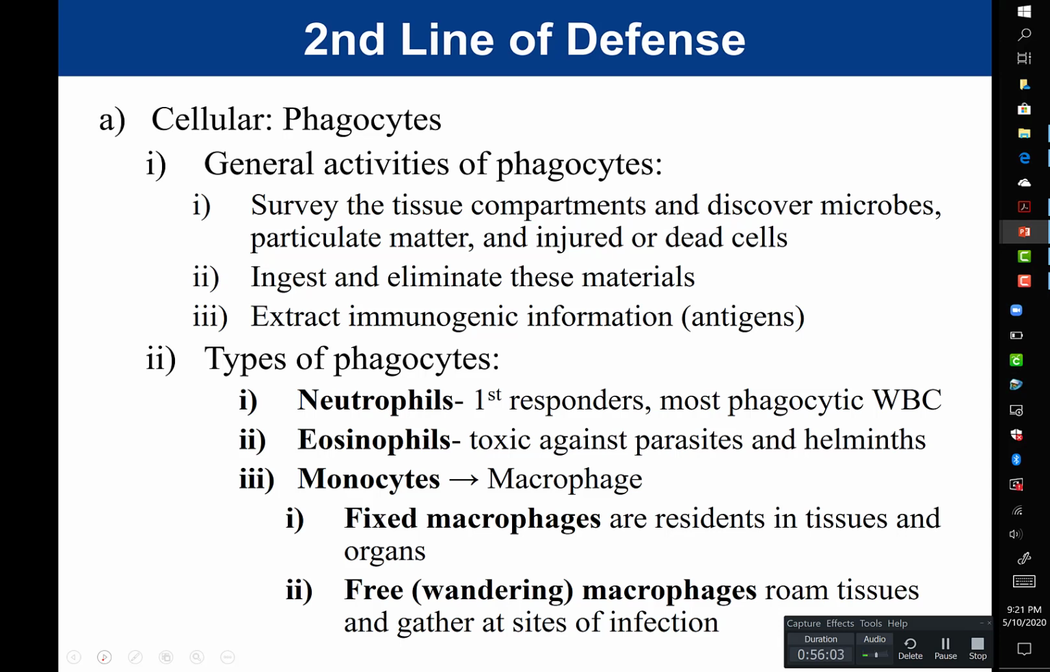Free or wandering macrophages, just like the name suggests, are macrophages that roam tissues and then gather at the site of infection. So they play more of a role in surveillance. They go looking for things that are foreign. And if they find something foreign, then they're going to gather at the site of where that infection is.